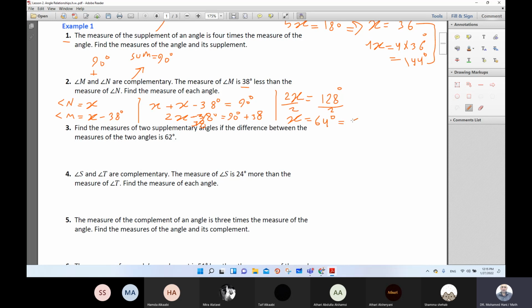This is the measure of the angle N, because N equals x. The second angle M equals the value of x, meaning 64 minus 38, which will be 26 degrees.